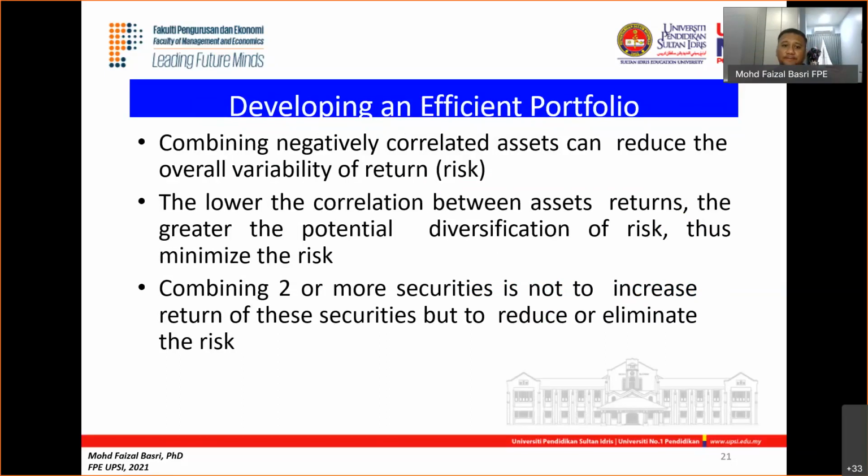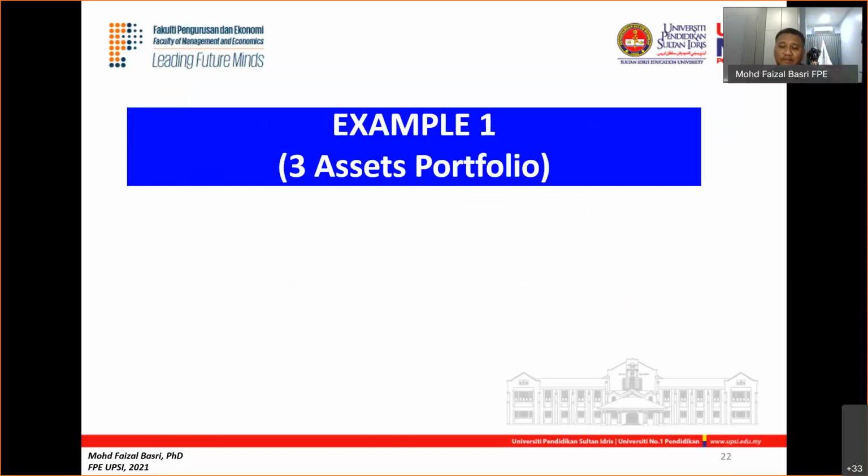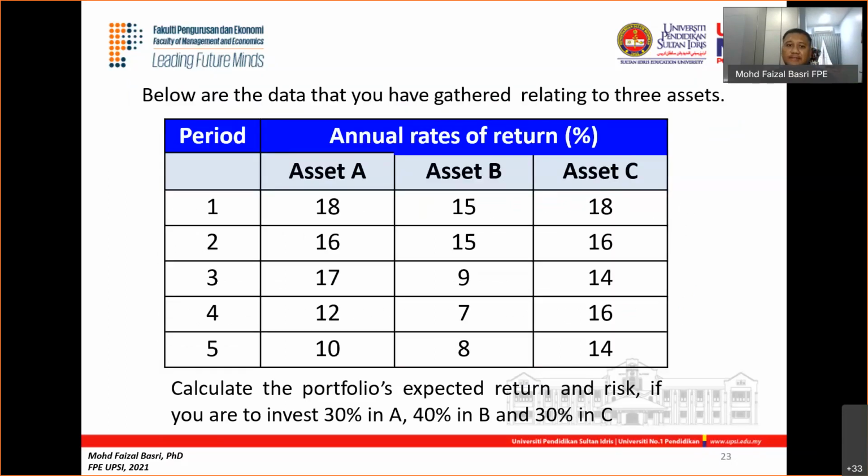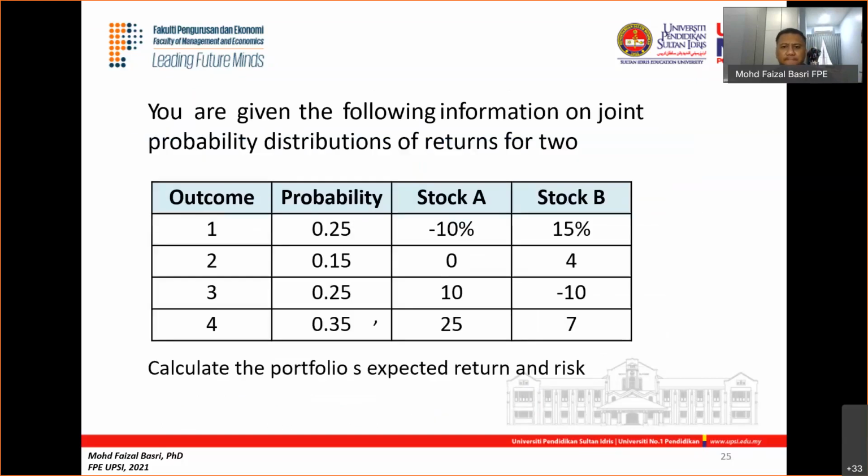So if you combine 2 stocks or more that have a very minimum negative relationship, obviously we can minimize the risk. I will not go through these 3 assets portfolios, but most of the times, we will utilize 2 assets portfolio only. Not 3, not more than 3, but you can use this as an exercise later on because we have the answer at the back. Right, and we also have another question here.